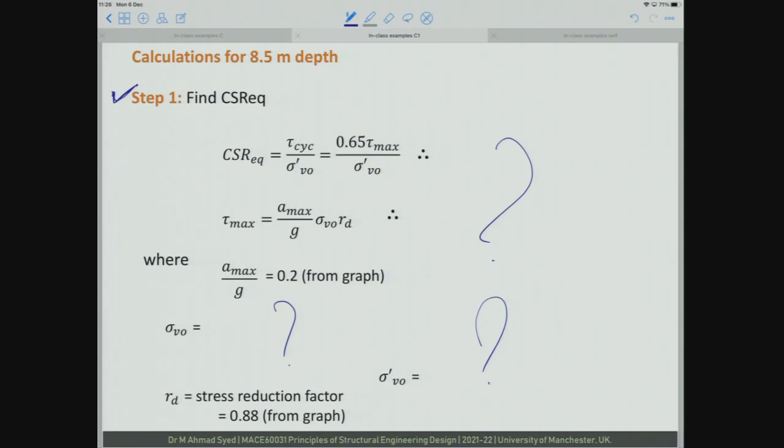So I think the first thing that you should be calculating is sigma V naught at the depth of interest, and in fact sigma V naught prime and sigma V naught. Once you do that, your calculations will become very easy. You just have to put this in these equations.